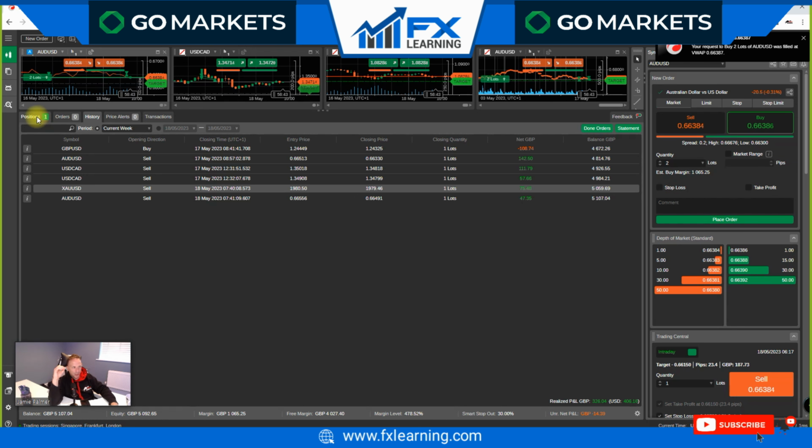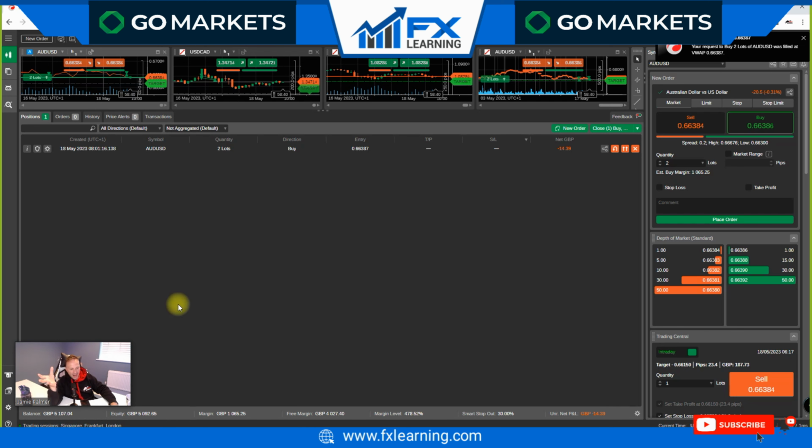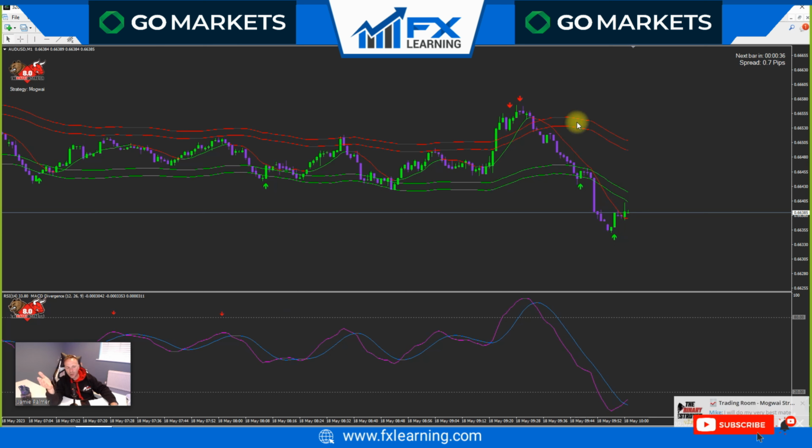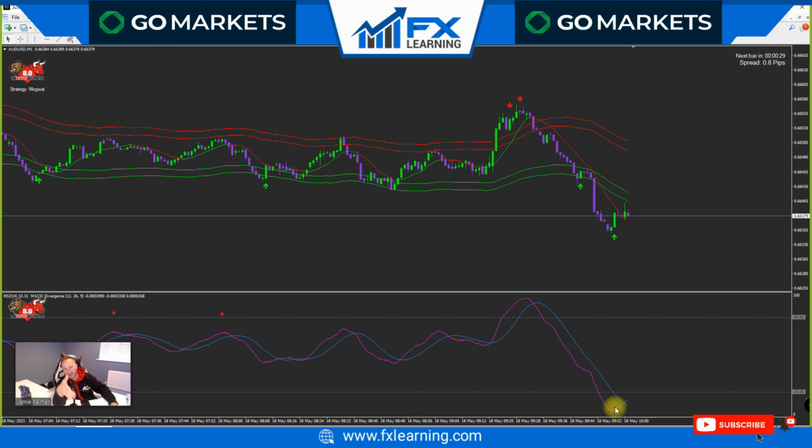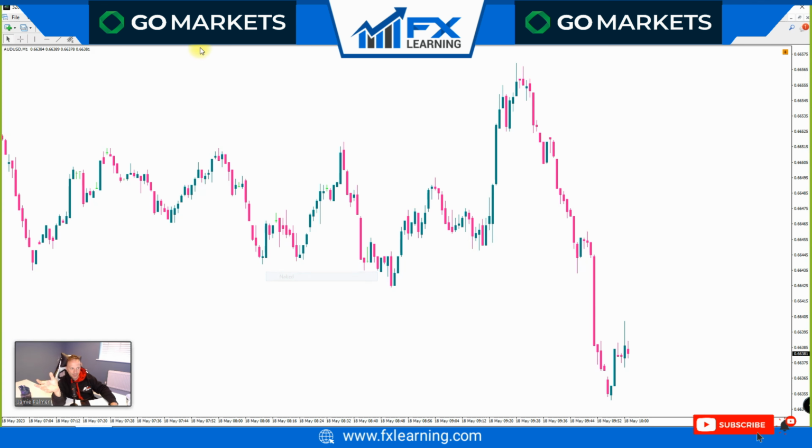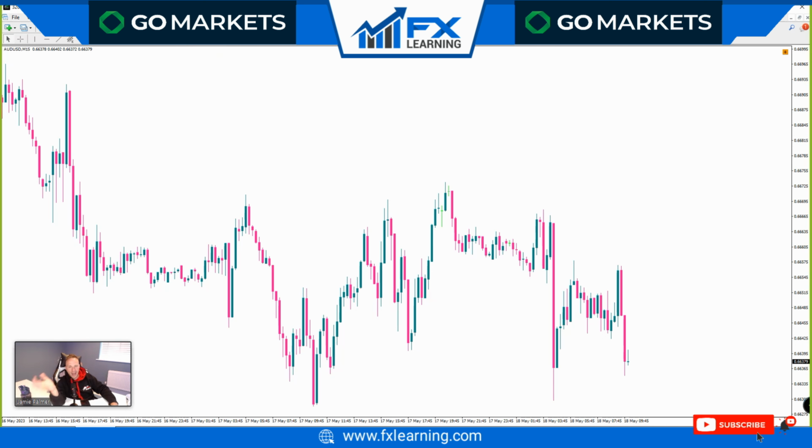So basically, if we just go back to Aussie US dollar, we had that beautiful sell that we took at the top here. Now, obviously I've got a Mogwai signal, MACD has gone oversold, okay? However, if we bring up some price action and go to the 15-minute charts, I can see price is making lower high, lower low, lower high, lower low, okay? And we've come to this area of support just here.